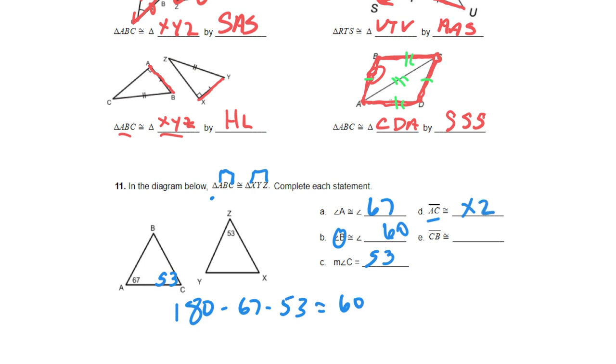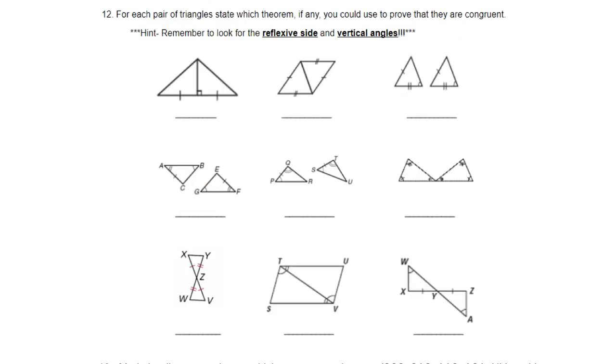And then CB, so here's CB, is XY, or ZY. Always trying to keep it in the same order. For this side, it says, for each pair of triangles, state which theorem, if any, could be used to prove them congruent. Hint, remember to look at reflexive side, which is that piece that's always shared. So I'm going to mark those on all these that I can see. And that's all the reflexive sides.